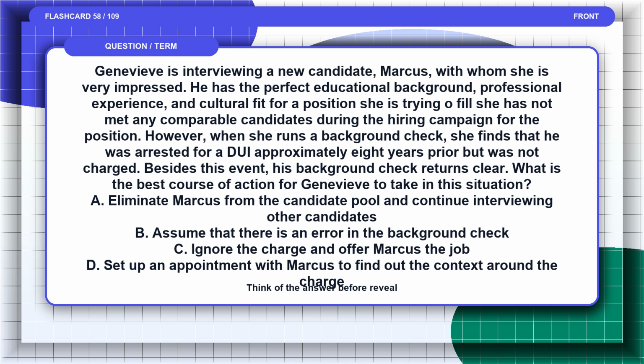Flashcard 58. Genevieve is interviewing a new candidate, Marcus, with whom she is very impressed. He has the perfect educational background, professional experience, and cultural fit for a position she is trying to fill. She has not met any comparable candidates during the hiring campaign for the position. However, when she runs a background check, she finds that he was arrested for a DUI approximately 8 years prior but was not charged. Besides this event, his background check returns clear. What is the best course of action for Genevieve to take in this situation?